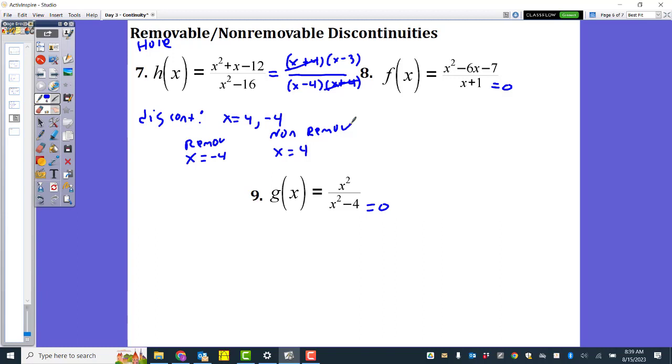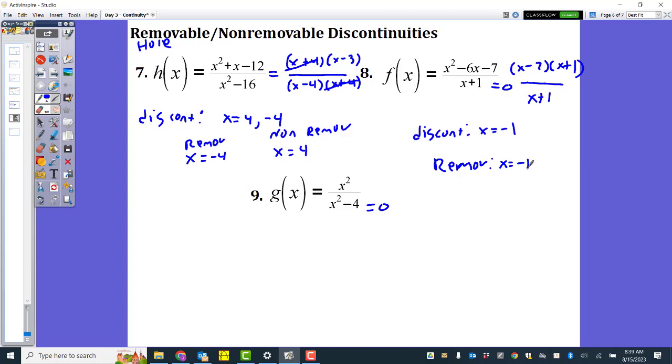You can do the same thing for each of these, just factor and see. So we have x minus 7, x plus 1 over x plus 1. One discontinuity at x equals negative 1, and it is only removable, not non-removable. There's no non-removable ones.